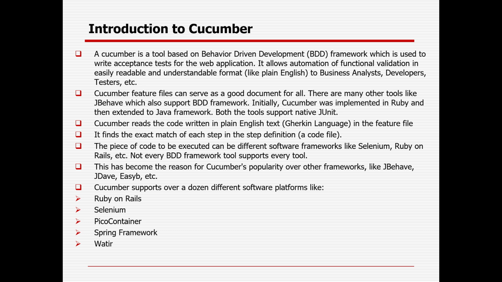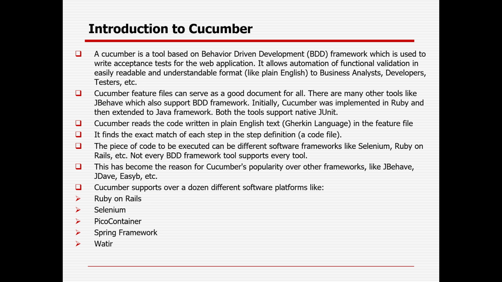Cucumber features file can serve as a good document as well. There are many other tools like JBehave which also can support BDD framework. Initially, Cucumber was implemented in Ruby and then extended to Java framework. Both the tools support native JUnit. So here, instead of TestNG, we will be using JUnit along with Cucumber BDD, and we will be developing our script, we will be running our script, we will generate the beautiful result using BDD and Cucumber and JUnit.